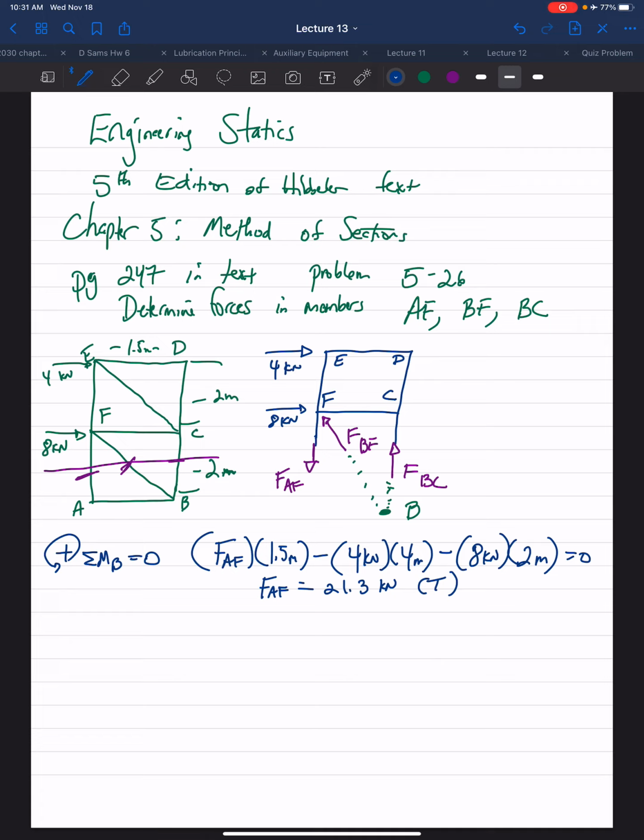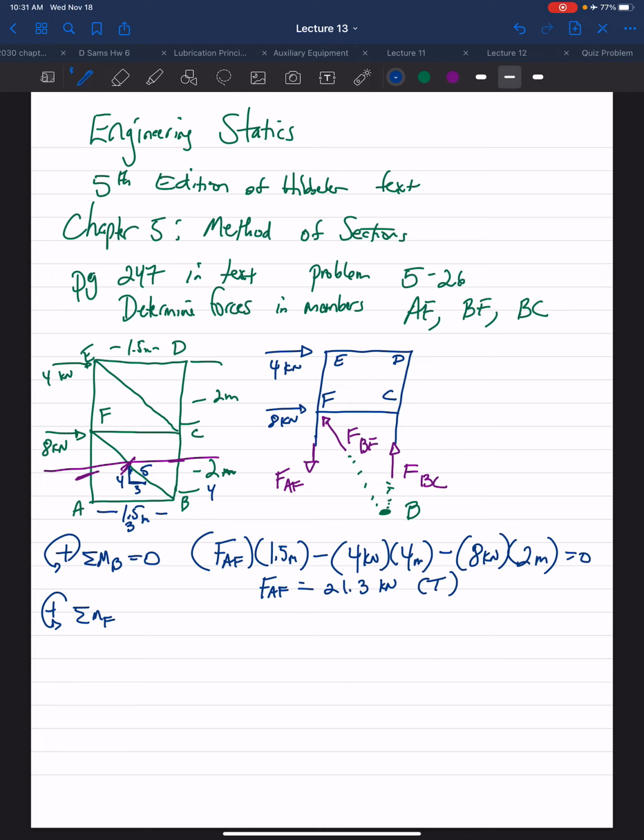Next, if we take the moments about point F, one more thing to consider, this horizontal distance we said is 1.5 meters. This vertical distance from BC is 2 meters. So if you double those, that becomes 3, 4, then the hypotenuse of this must be 5. So 3, 4, 5 is our slope triangle for this BF member.